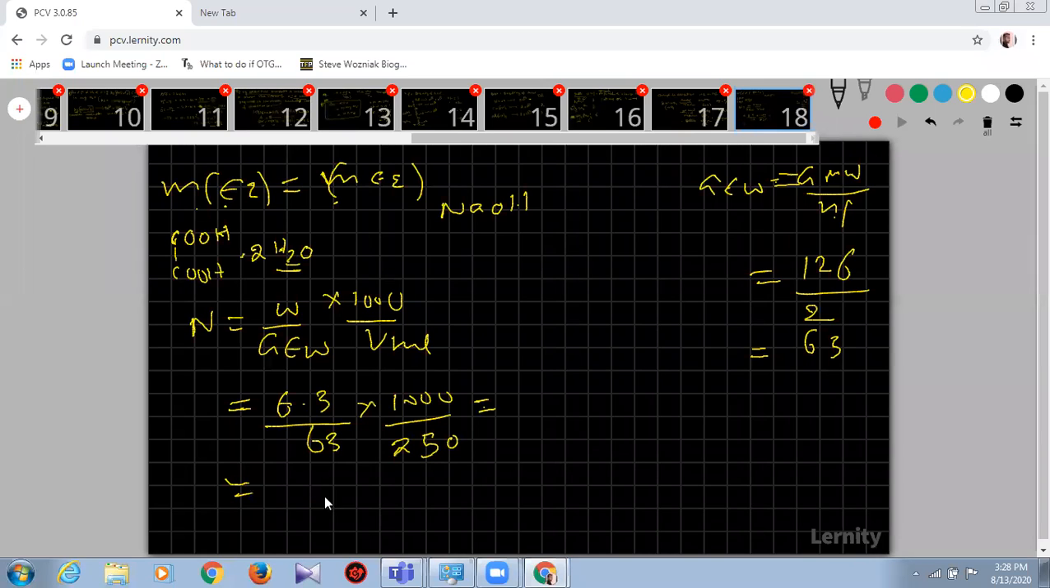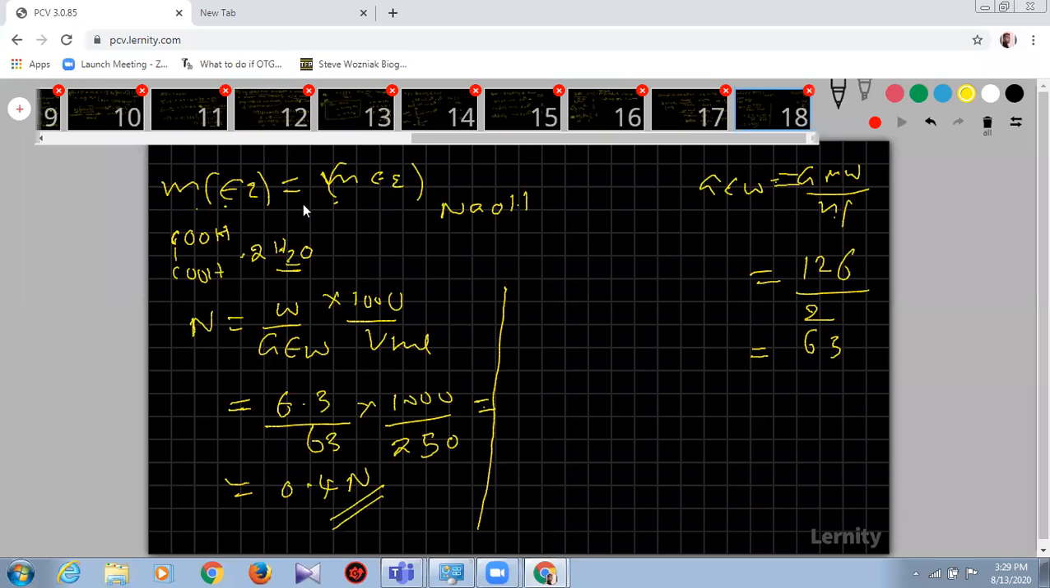That is 0.4 normal. Normality of the acid we gain. Okay, we got here. Now, the milliequivalents of acid is equal to the milliequivalents of the base. That means the normality we got, and then what volume is also given.